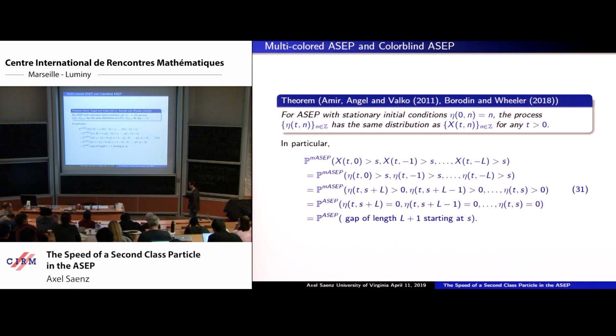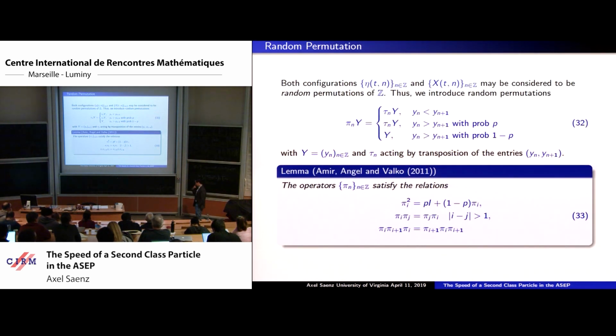And then by turning the multicolor process colorblind, this is essentially telling us that there's a gap of length L, which is the probability that Craig computed. And so now we turned it into a probability of finding a gap in the colorblind result that starts at location S. And this symmetry result is really due to this integrability identity.